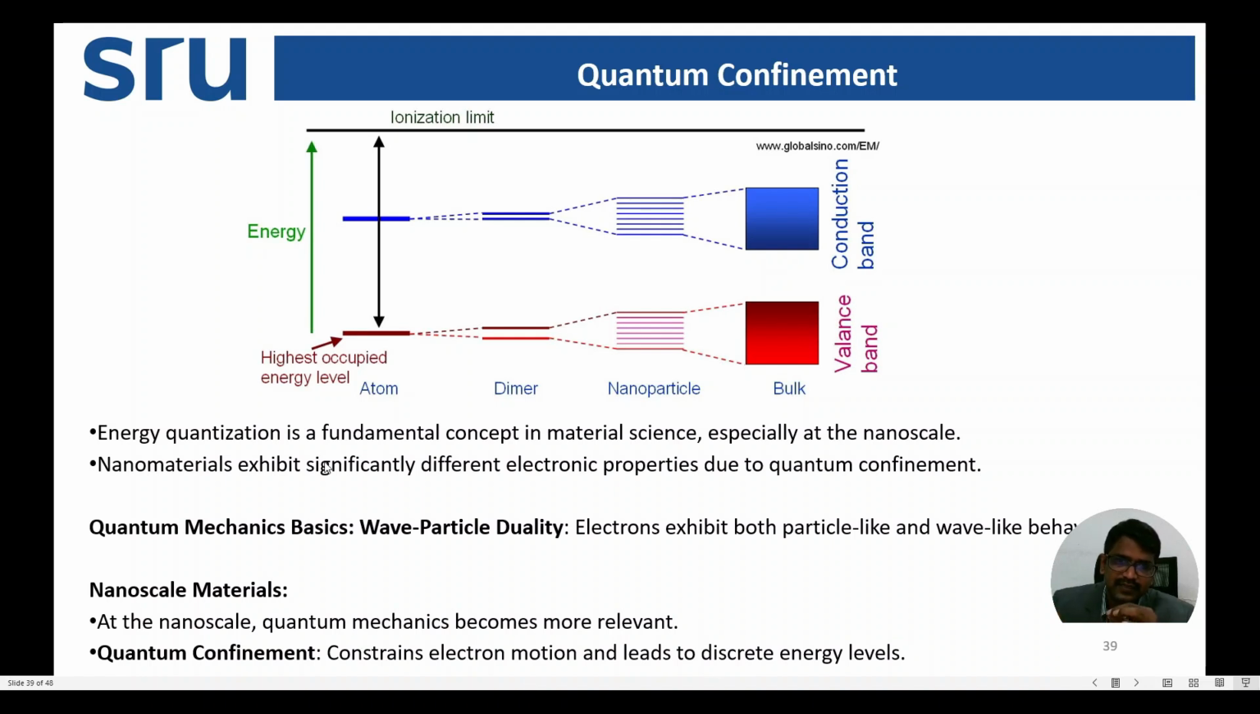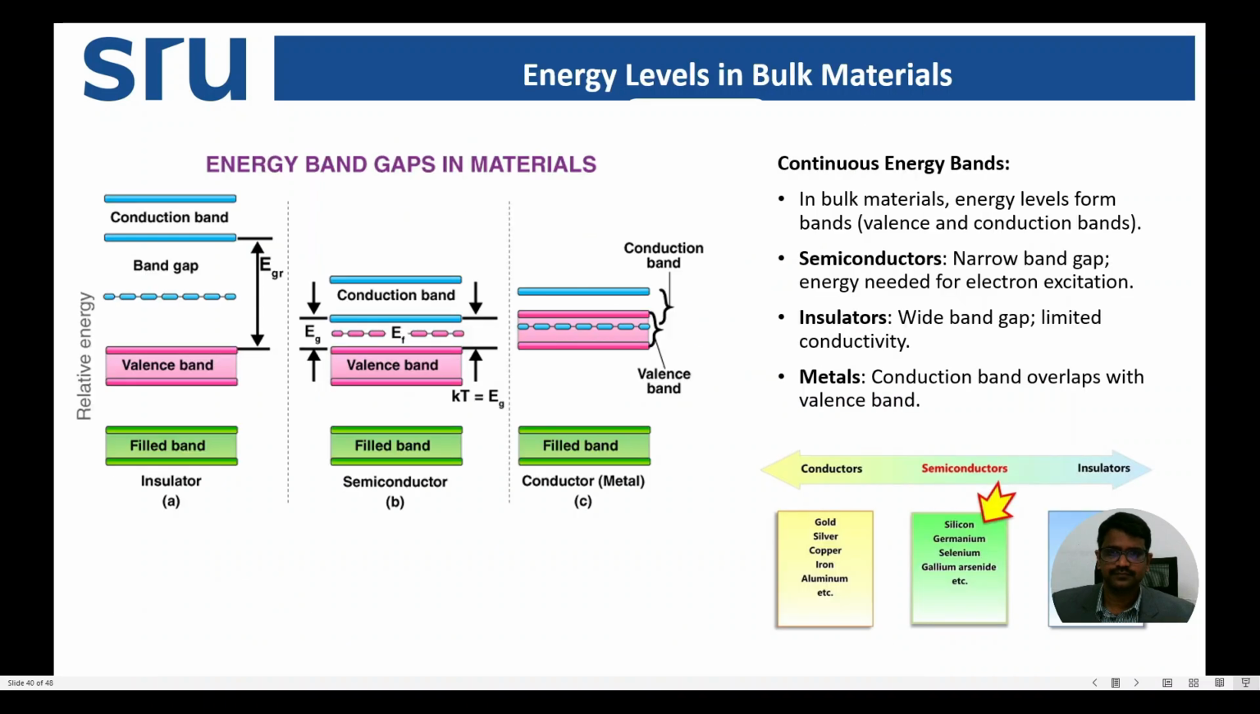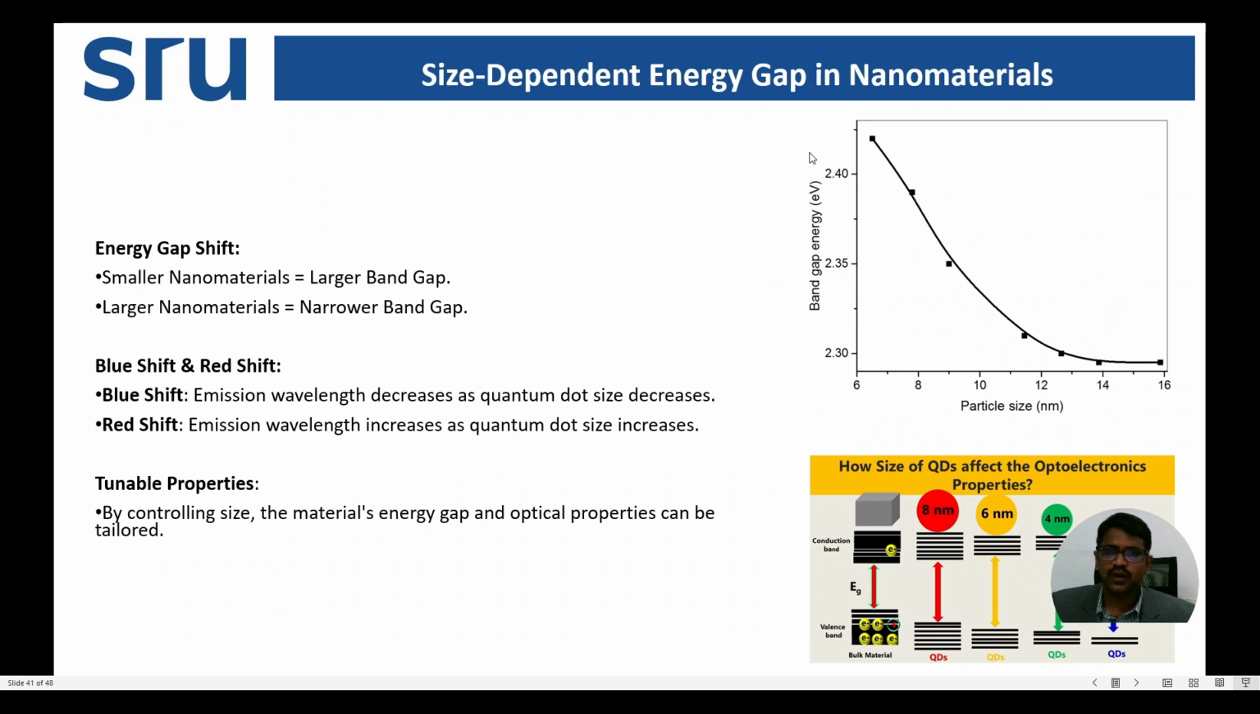So simply, we can understand that an energy band is nothing but a cluster of energy levels. Right. So how will this band gap be in nanomaterials? As we understood, because of quantum confinement, the energy levels will be in discrete form in nano size.